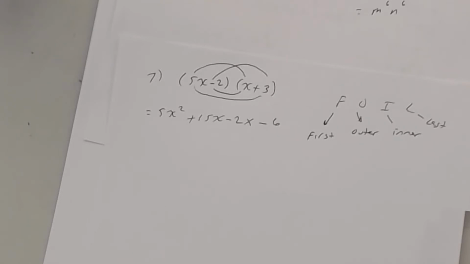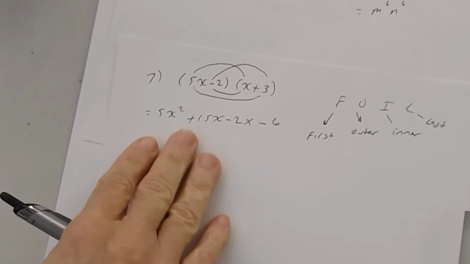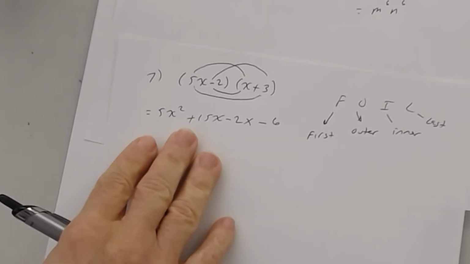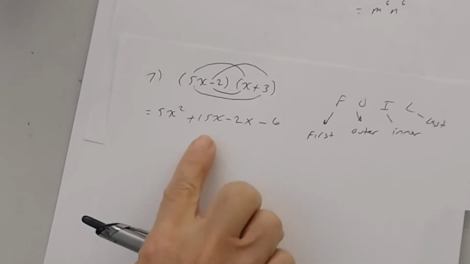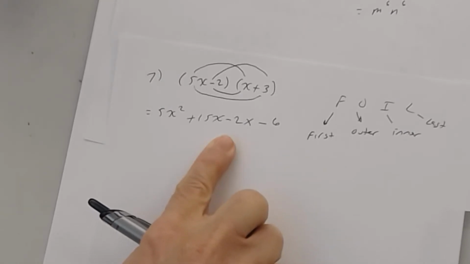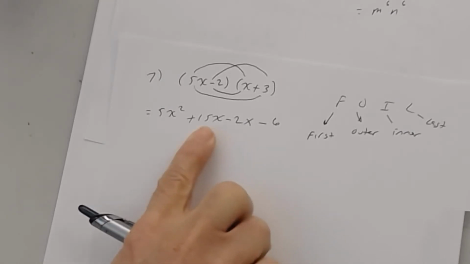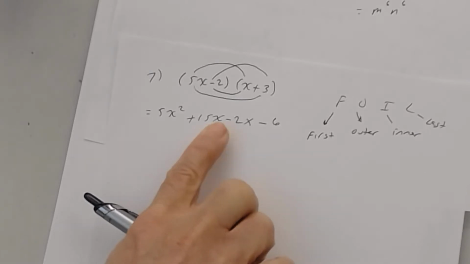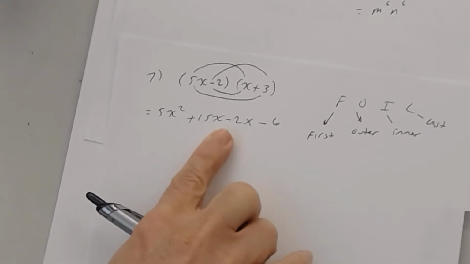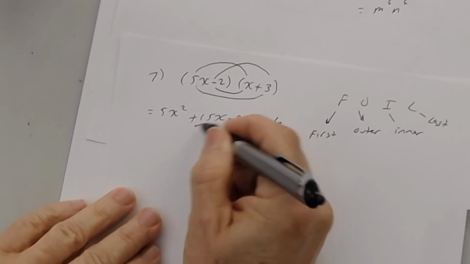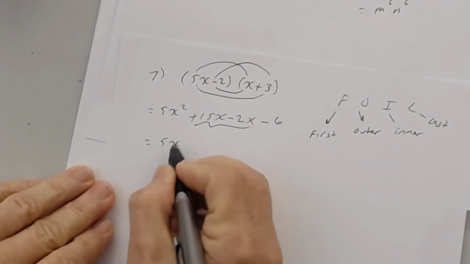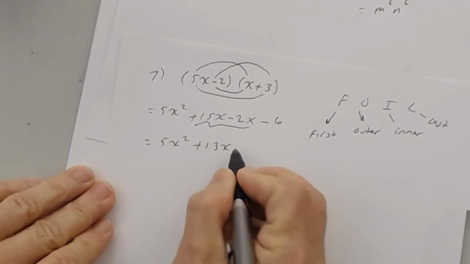But remember, when we dealt with polynomials, there were many times when we could combine like terms. How many terms do you see here? Four. Are any of them alike? Yes. 15x and a negative 2x I can combine. I have 15x's here, I have a negative 2 here. How many do I have? 13. So this becomes 5x squared plus 13x minus 6.